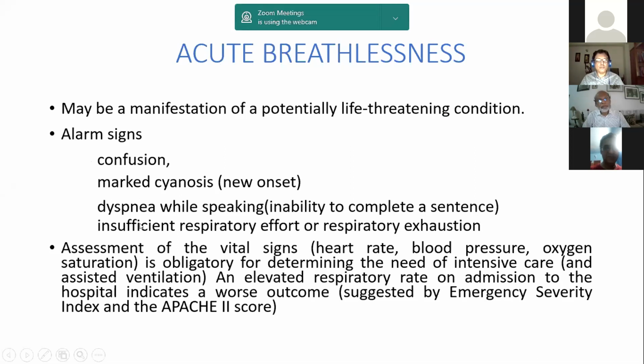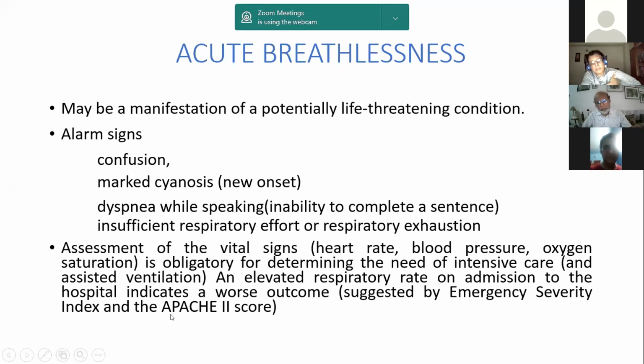And there are a few red flag signs or alarm signs. These are confusion, new onset cyanosis, the patient is often unable to complete a sentence, the respiratory effort is inadequate, and the patient is almost exhausted. And in these patients, we need to monitor the vital parameters like heart rate, blood pressure, oxygen saturation, and these are scored by a system called the APACHE scoring system.